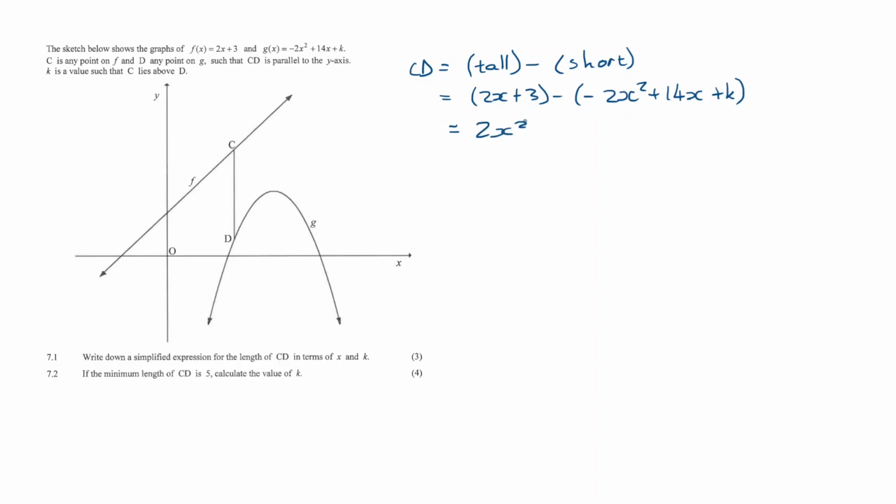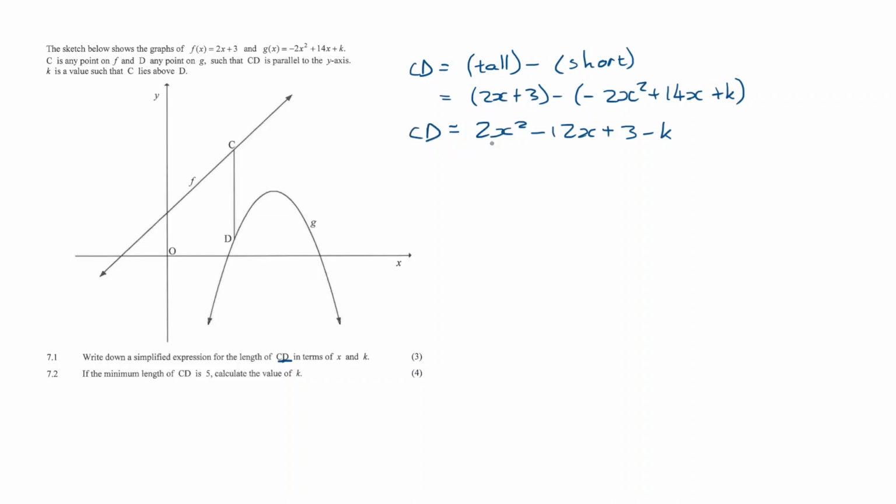What you've got there is 2x squared. You're going to get negative 14 plus 2, which is negative 12x, and you're going to get 3 minus k. That's an expression for what CD is. Then if they say the minimum length of CD is 5, what goes through my mind for mins and maxes is turning point.